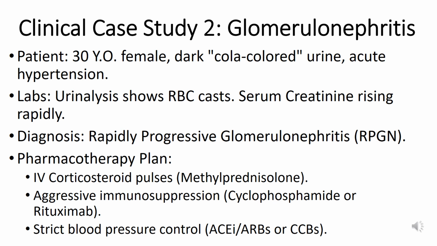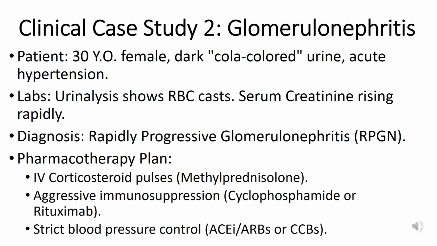Let's examine another important clinical case. This time, the presentation is very different from nephrotic syndrome. A 30-year-old woman arrives at the hospital with dark urine. She describes it as cola-colored. This is an important clinical clue. Dark urine often suggests the presence of blood originating from the glomeruli.